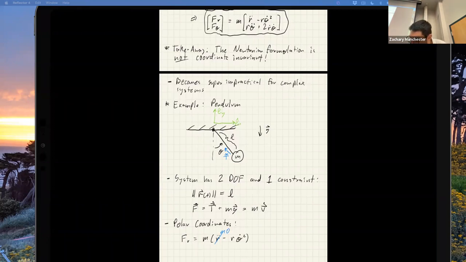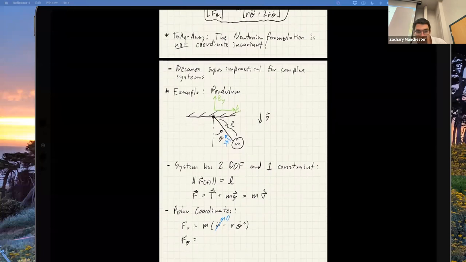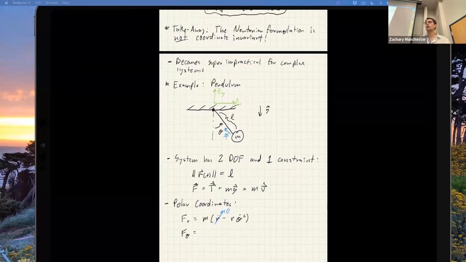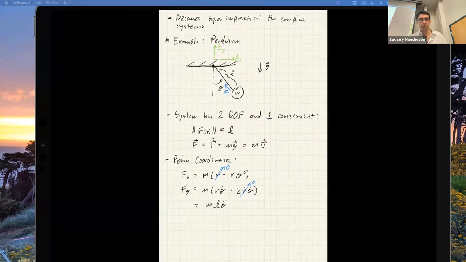Okay, and then we got the other stuff, the theta part. Again, just plugging into that bottom line up there for F theta. Let's see, what do we get? Same story. We got an R dot here. That's got to be zero, so that's going to drop out. So this simplifies down to m, and then R equals L, right? m L theta double dot.